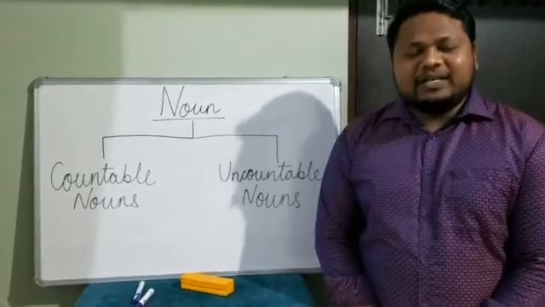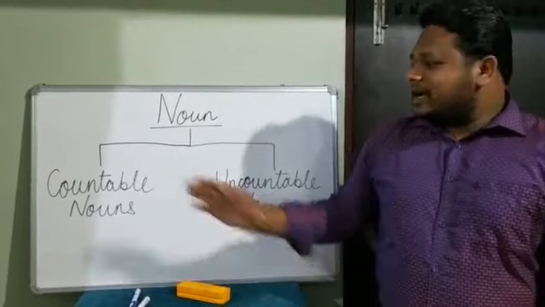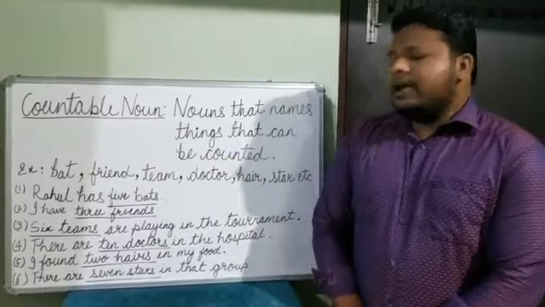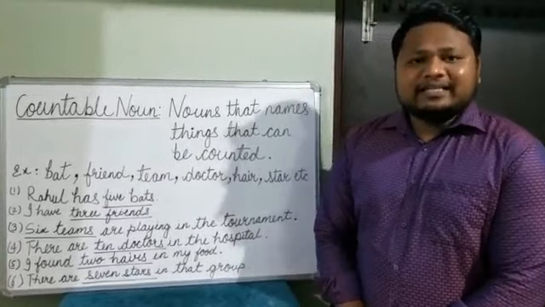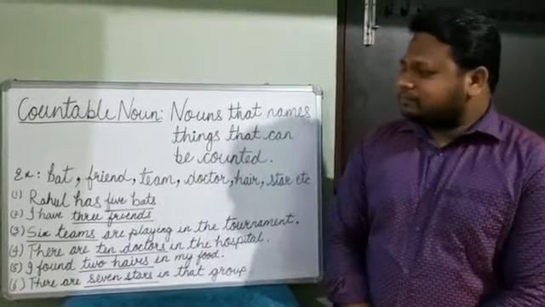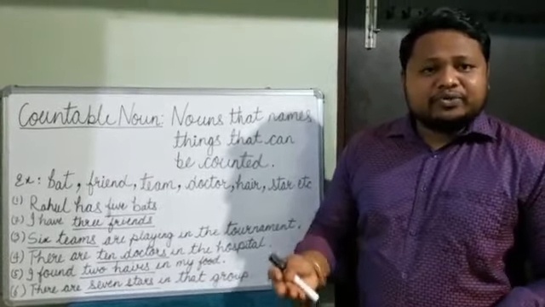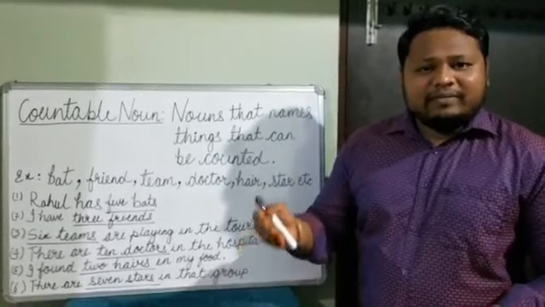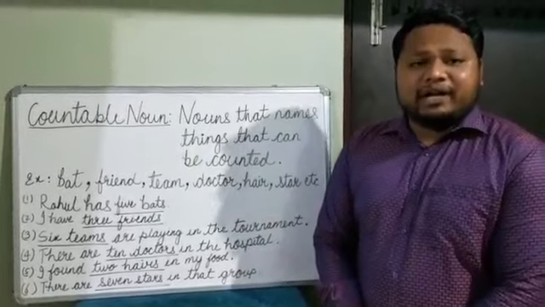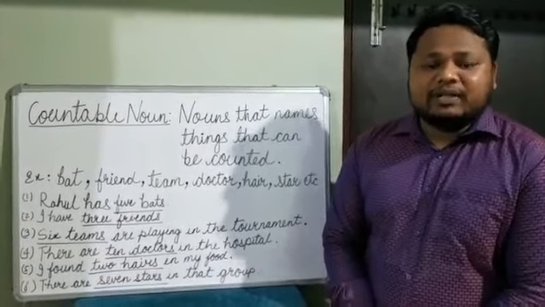Hello students. Today we'll be continuing with the noun and we'll be doing countable and uncountable noun. Countable noun: nouns that name things that can be counted are called countable nouns. How do we count, children? We count as 1, 2, 3, 4, 5, 6 and so on. So when we are able to define a particular noun in counting, we call it a countable noun.